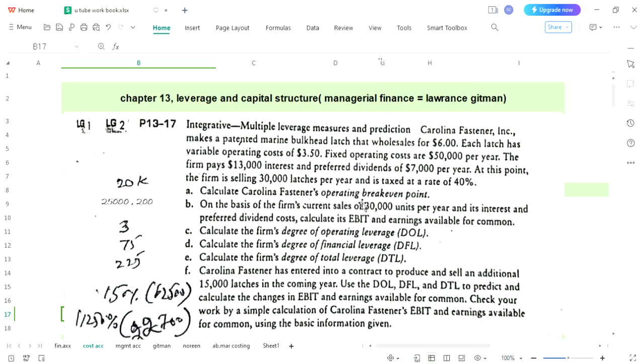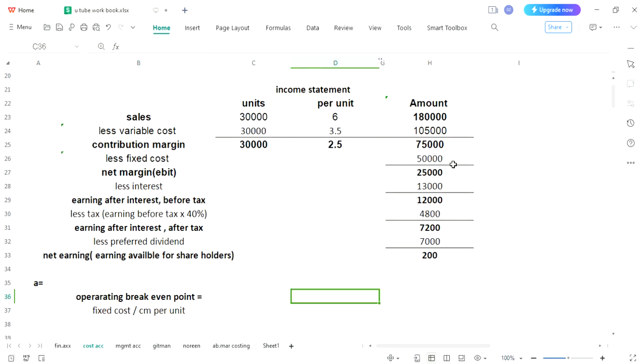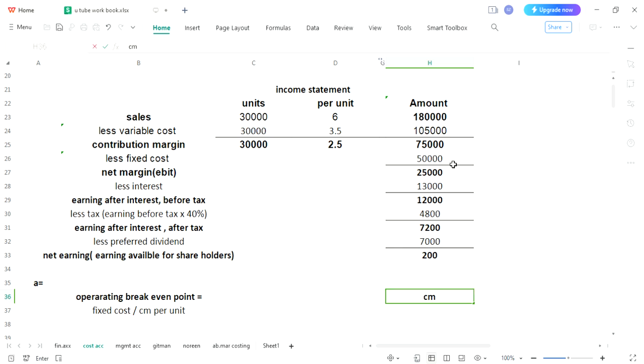Just come back to the question. Fixed cost is already mentioned in your question. Fixed cost 50,000. It is already available. And how do we calculate CM per unit? You should have in your mind, CM means contribution margin per unit, and this would be calculated by taking sales per unit, and you will subtract variable cost per unit. And you can see that this has already been calculated.